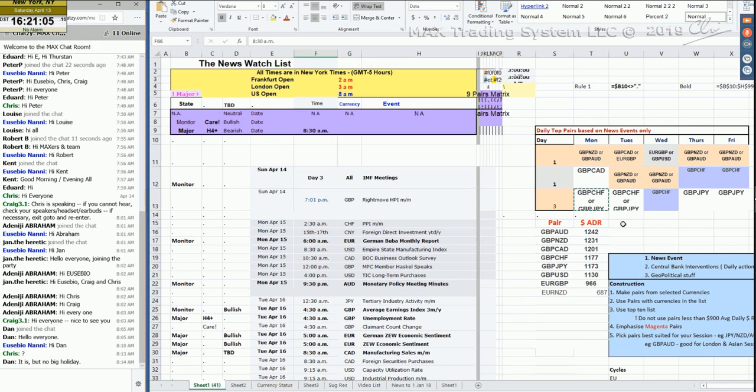So in this case, we will have the pound Kiwi or pound Aussie. Then the pound CAD. And then we will have the pound Swiss or pound yen.